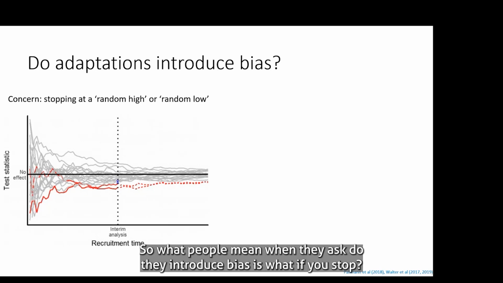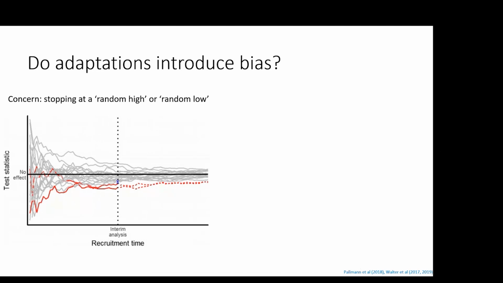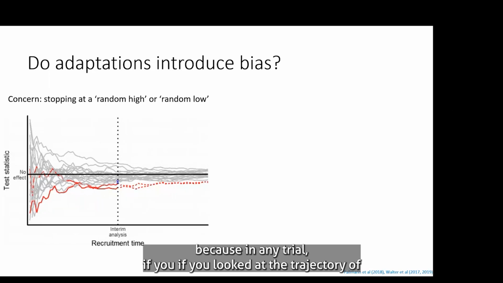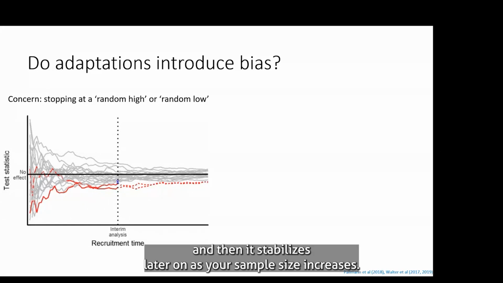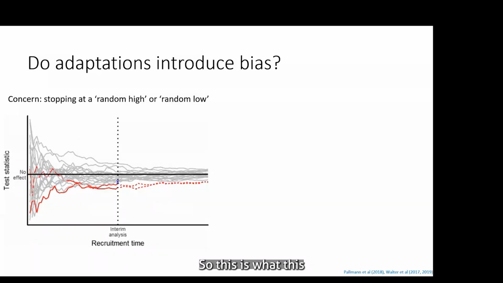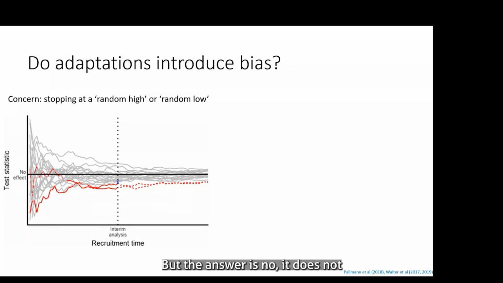So what people mean when they ask, do they introduce bias, is what if you stop early and it's just a random high or a random low? Because in any trial, if you looked at the trajectory of the evidence, it fluctuates a lot early on, and then it stabilizes later on as your sample size increases. So this is what this figure is trying to illustrate, that you have a lot of variability. But the answer is no, it does not.